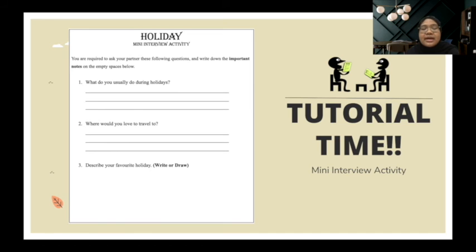It will be the same until question 3, but question 3 is a bit versatile, so you can either write or even draw the answers given by your partners. For example, the question is: describe your favorite holiday. Your partner answers, oh, I love Hari Raya because I get a lot of Eid money. You can write Eid money, or if you have creativity and the skills to draw, you can draw Eid money. But don't worry, if you don't have the skills, you can write it. All right?